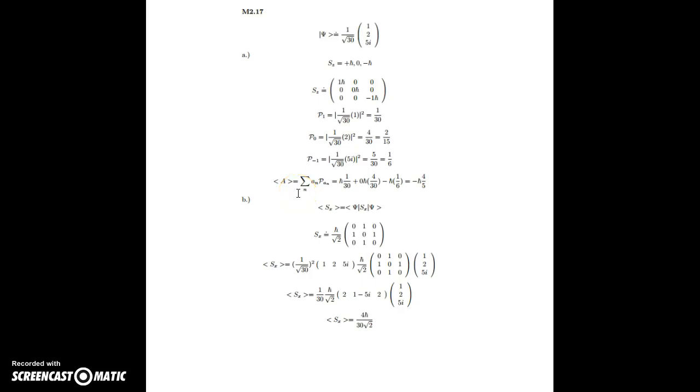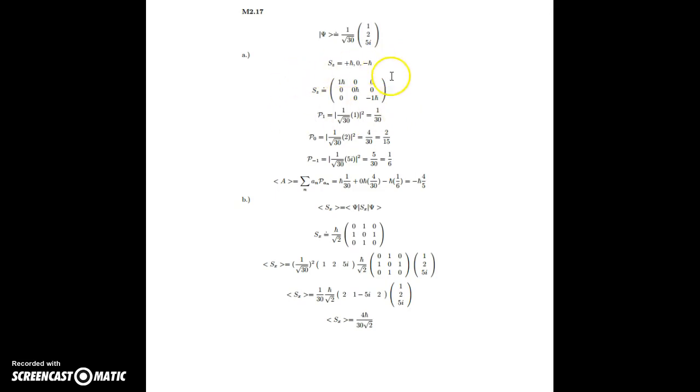So this is problem 217 for standard 2.2. The question gives you a spin 1 particle in this state right here, and it asks you to find the possible results of a measurement in S of z. And since it's a spin 1 particle, there's 3 different options. It can be either plus h bar, 0, or minus h bar.